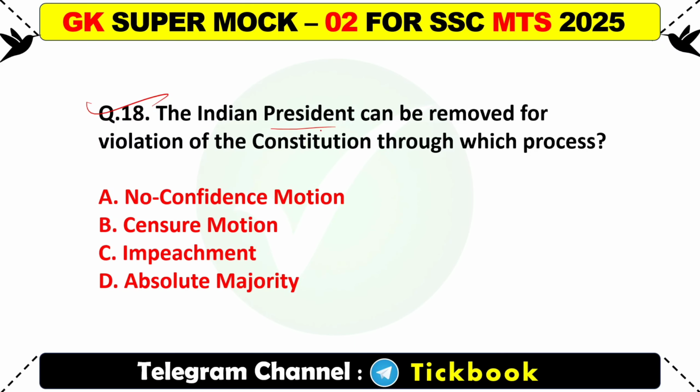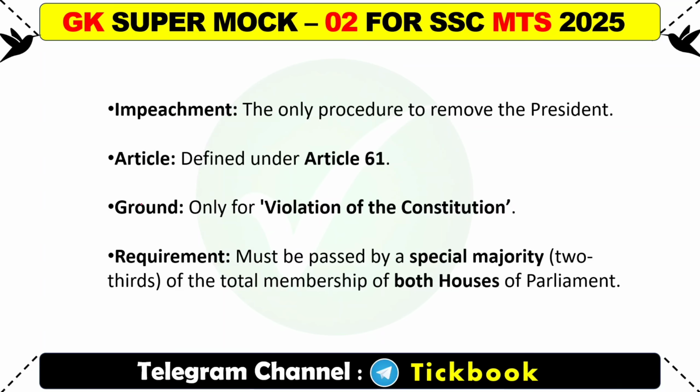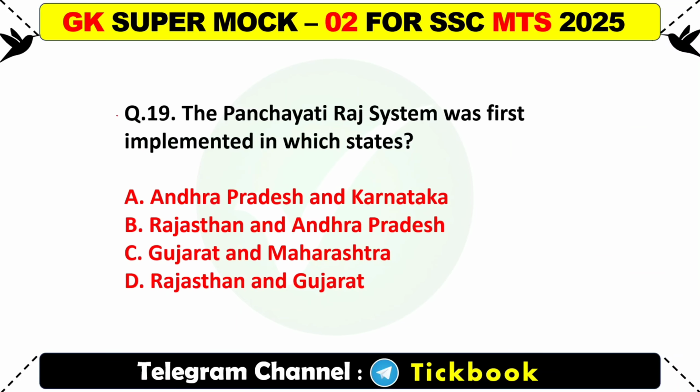18. The Indian President can be removed for violation of the Constitution through which process? Option C, impeachment, the only procedure to remove the President. It is defined under Article 61, only for violation of the Constitution. Requirement: it must be passed by a special majority, 2/3 of the total membership of both houses of Parliament. That was the requirement.